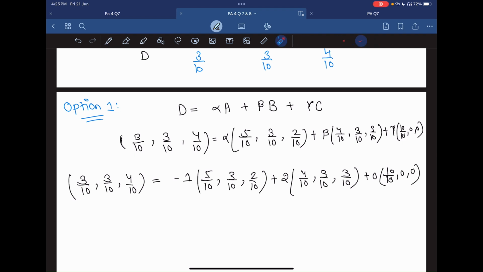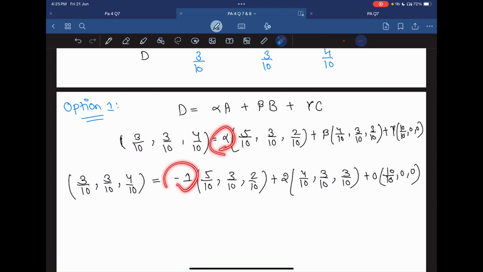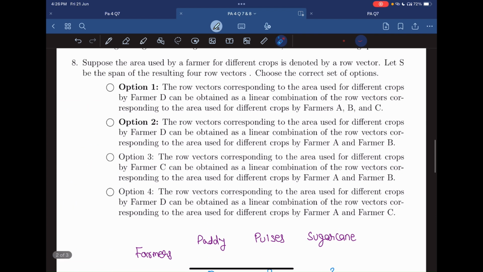So that means when we are trying to solve the system of linear equations, as we have seen how we can solve them in week 2, we will get the value of alpha to be minus 1, value of beta to be 2 and gamma to be 0. So yes, we can write vector D as a linear combination of the vectors A, B and C. So that's why option 1 is correct.